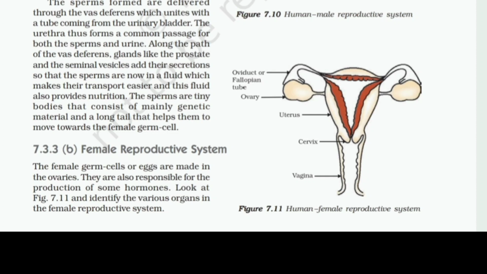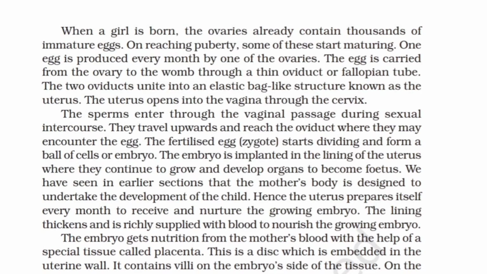Female reproductive system. The female germ cells or eggs are made in the ovaries. They are also responsible for the production of some hormones. Look at figure 7.11 and identify the various organs in the female reproductive system. When a girl is born, the ovaries already contain thousands of immature eggs. On reaching puberty, some of these start maturing. One egg is produced every month by one of the ovaries. The egg is carried from the ovary to the womb through a thin oviduct or fallopian tube.